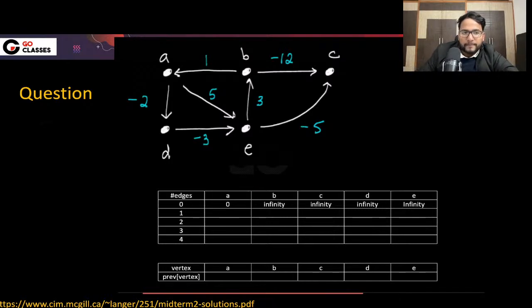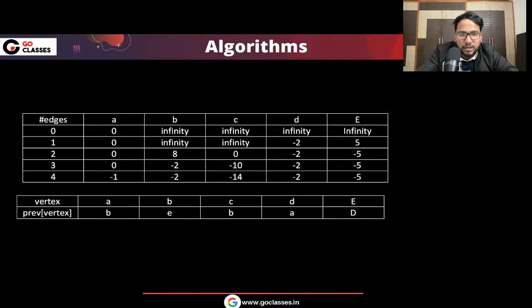Now let's see what these values are. Initially this is 0, and everything else is infinity. Now suppose you relax the edges A, B, C, D, E. I think you are relaxing in this order. Let me see the order in which they are relaxing.